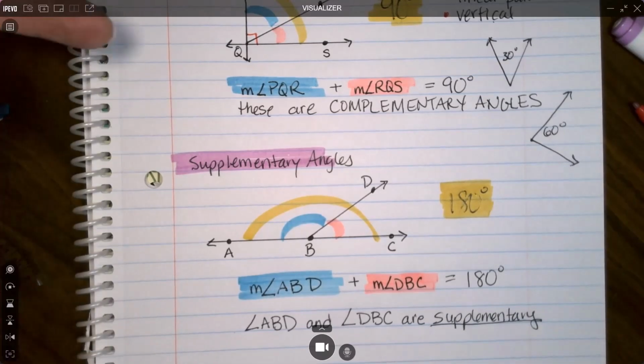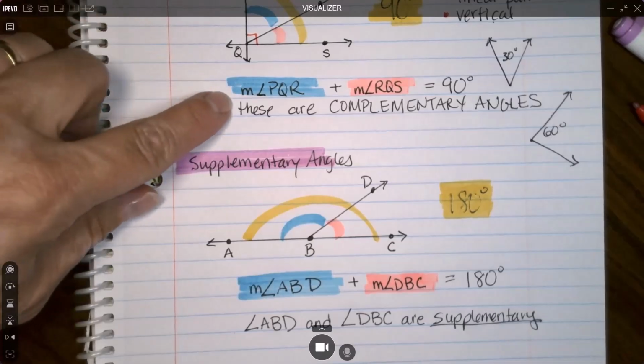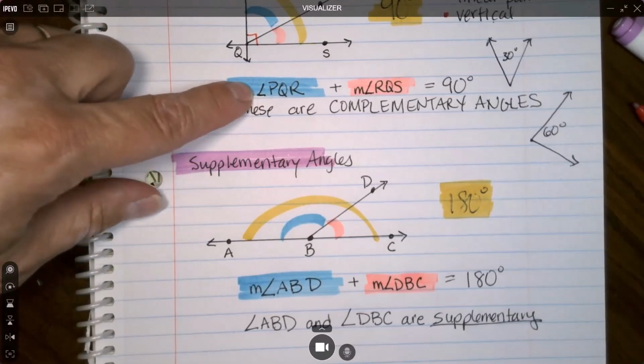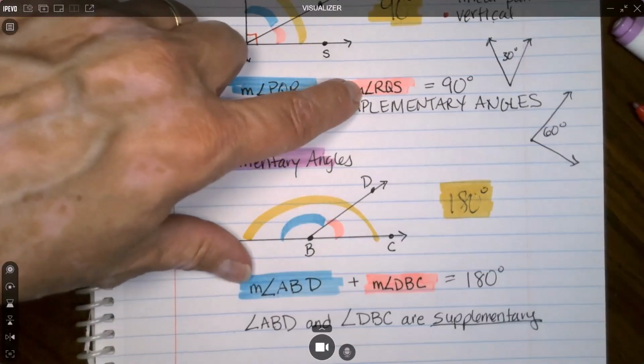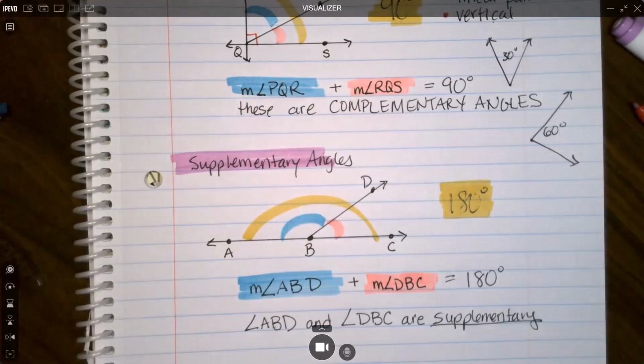And I could have said the same thing up here. I could have written down angle PQR and angle RQS are complementary. That's how you talk about them by name. But if you're talking about how big they are, you put the little m on there. So we're talking about when numbers come in.